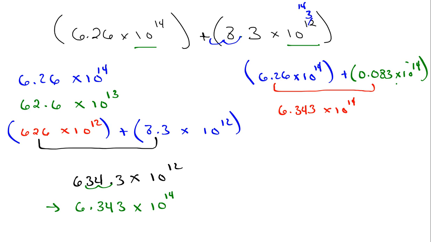So what I would recommend is bringing your smaller exponent to your larger exponent, rather than bringing your larger to your smaller. It won't make a difference. The only difference is, at the end, you'll just have to change it back. But either way is fine.